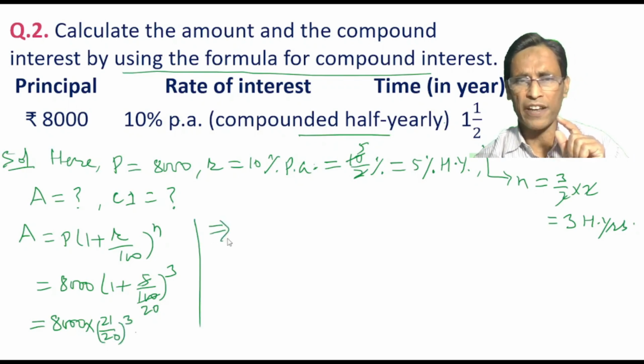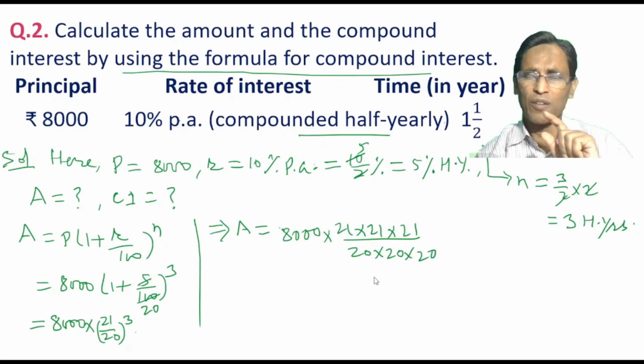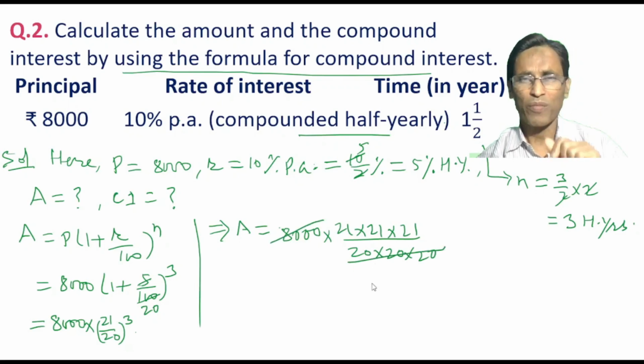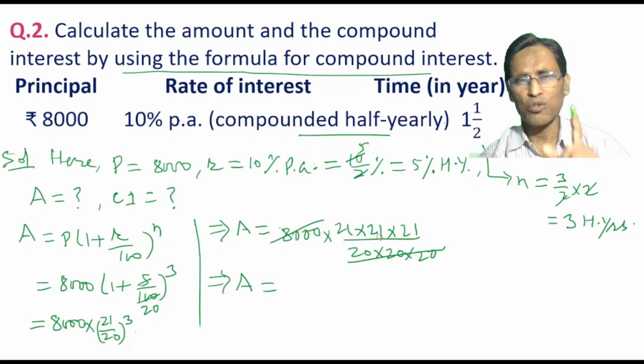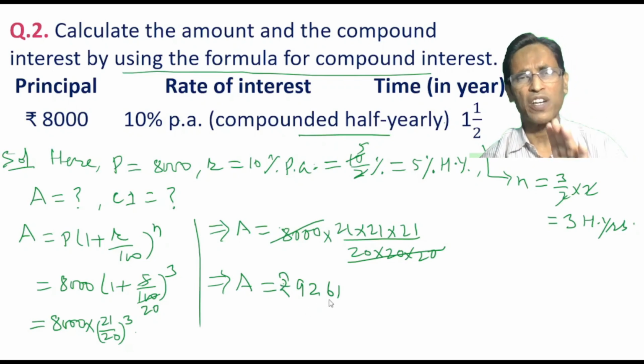Thus the amount A is equal to 8000 into 21 into 21 into 21 by 20 into 20 into 20. Now by observation we can say 20 into 20 into 20 comes 8000, and so it completely divides 8000 in one time. After this we have A equal to 21 into 21 into 21, which means 9261 in rupees, and so the amount A is rupees 9261.